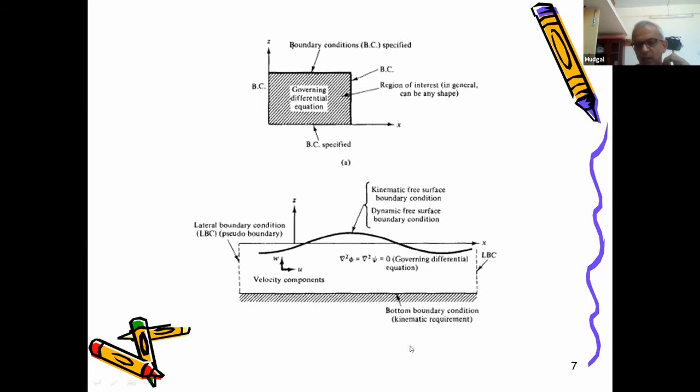And also on the bottom, you have the bottom boundary condition. And this is a kinematic requirement. And here, the XY plane is in the horizontal, whereas Z is in the vertical direction. So you have the U component and the W component. So this is the definition sketch of the problem.